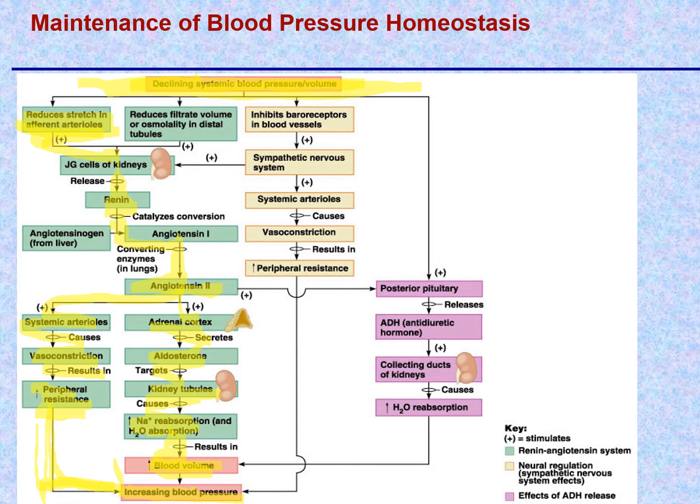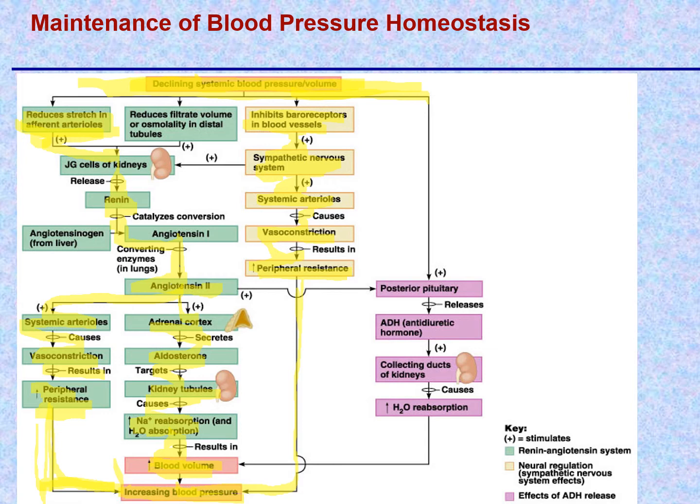The other thing is that a drop in blood pressure and blood volume will send signals from baroreceptors. The signals from the baroreceptors are picking up a drop in blood pressure, and therefore the sympathetic nervous system output will increase, causing systemic arterioles to vasoconstrict. Vasoconstriction is associated with an increase in peripheral resistance. In other words, blood pressure rises.